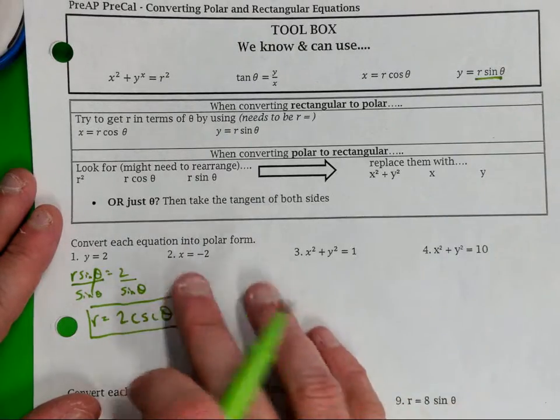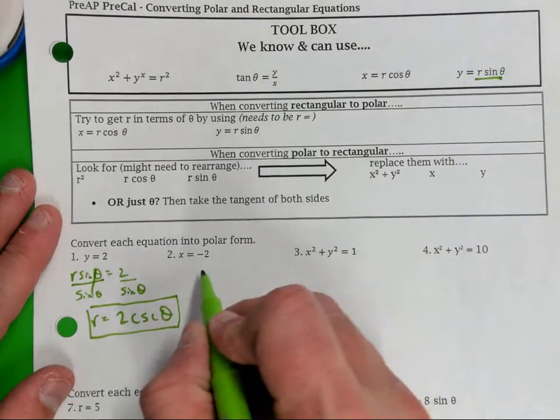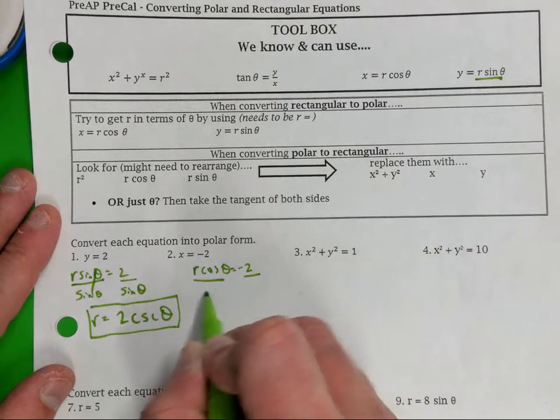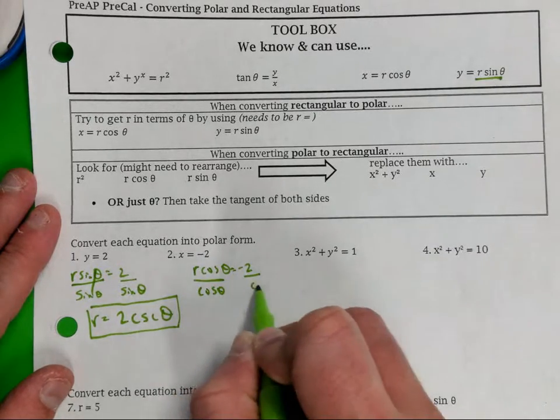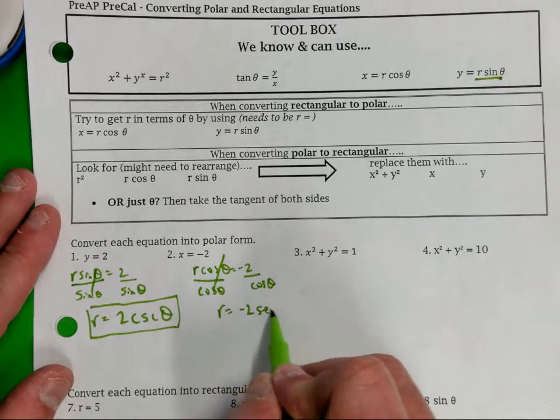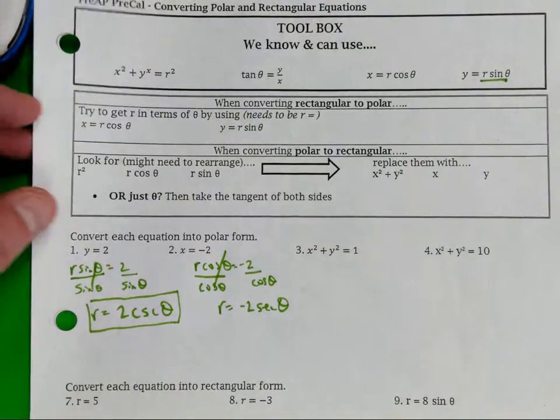Jay, what do you think we can replace X with? And then divide both sides by what, class? And when cosine goes in the denominator, I can rewrite that as negative 2 what? Very good.